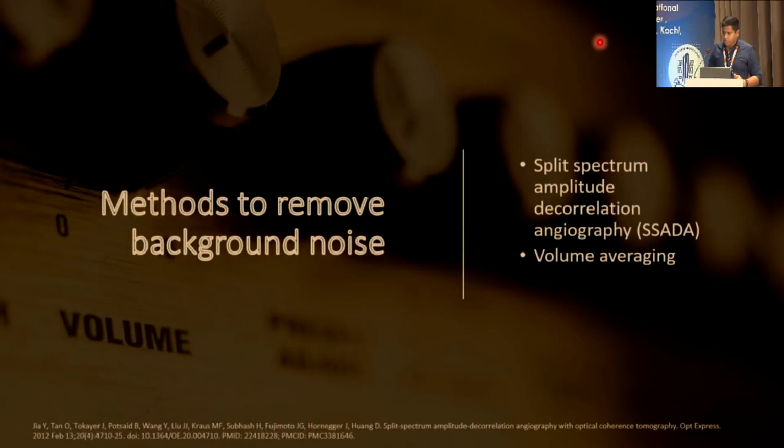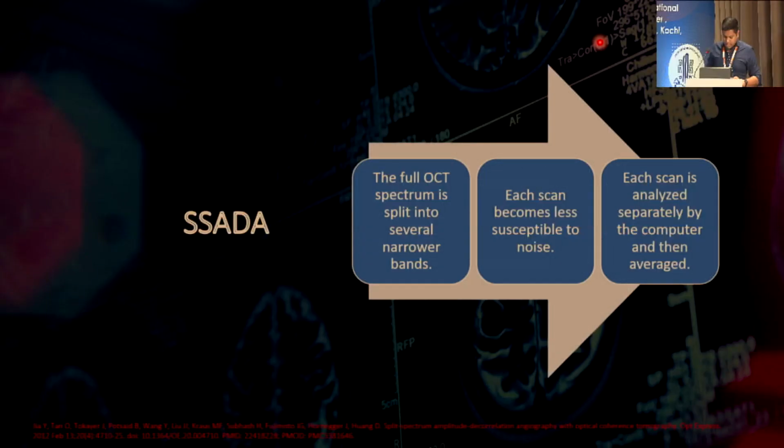What are the methods to remove this background noise? It is split spectrum amplitude decorrelation angiography, that is SSADA, or volume averaging. Again, the basics about SSADA is the full OCT spectrum is split into several narrower bands, and then each scan becomes less susceptible to noise. So each scan is analyzed separately by the computer, and then it is averaged. So you get a very clear picture rather than a picture which has overlapping vessels or overlapping void areas. So you can even calculate the area of the void.